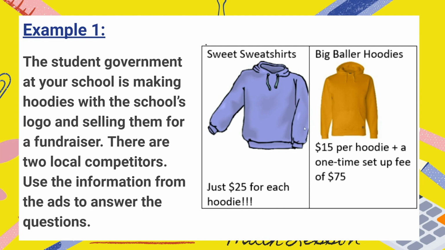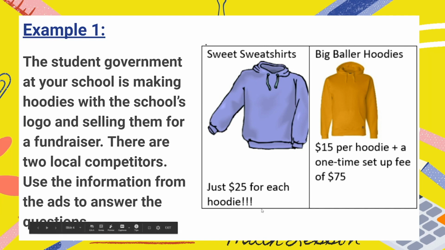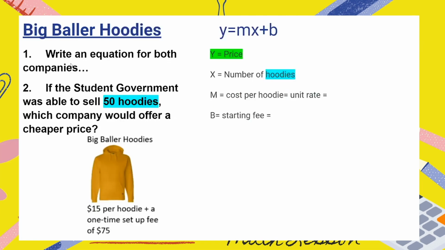So we have two different companies. One charges $25, one charges $15. One has a setup fee of $75. One has no setup fee at all. So let's get into it by looking first at Big Baller Hoodies. Write an equation for both companies. If the student government was able to sell 50 hoodies, which company would offer a cheaper price?